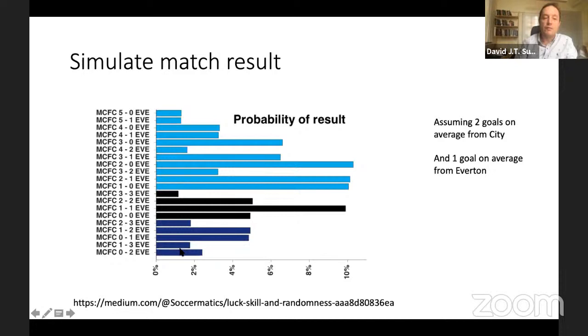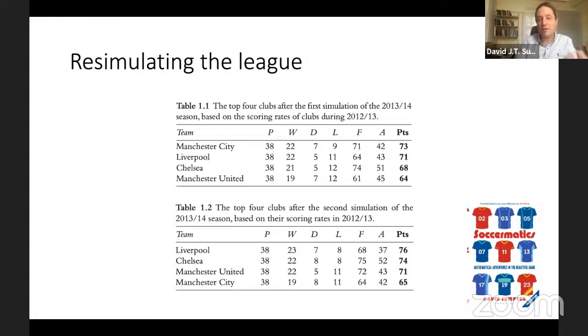But what I've done there is I've actually assumed in advance that I know that City score 2 goals on average, or I expect that from the match in order to calculate probability. What we'd like to do, what we prefer to do, is estimate that from data from previous matches. Again, this one is based on estimates of data from previous matches.